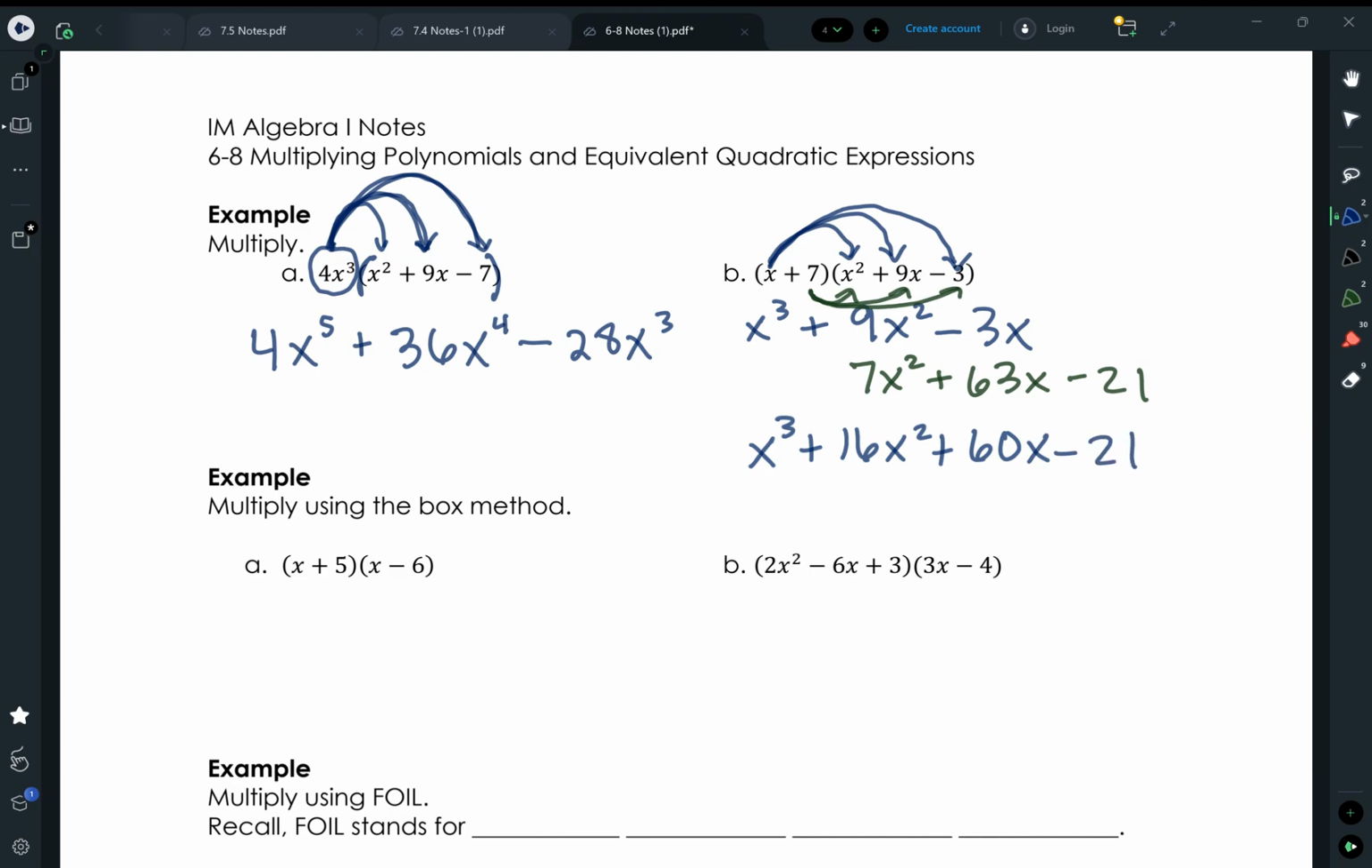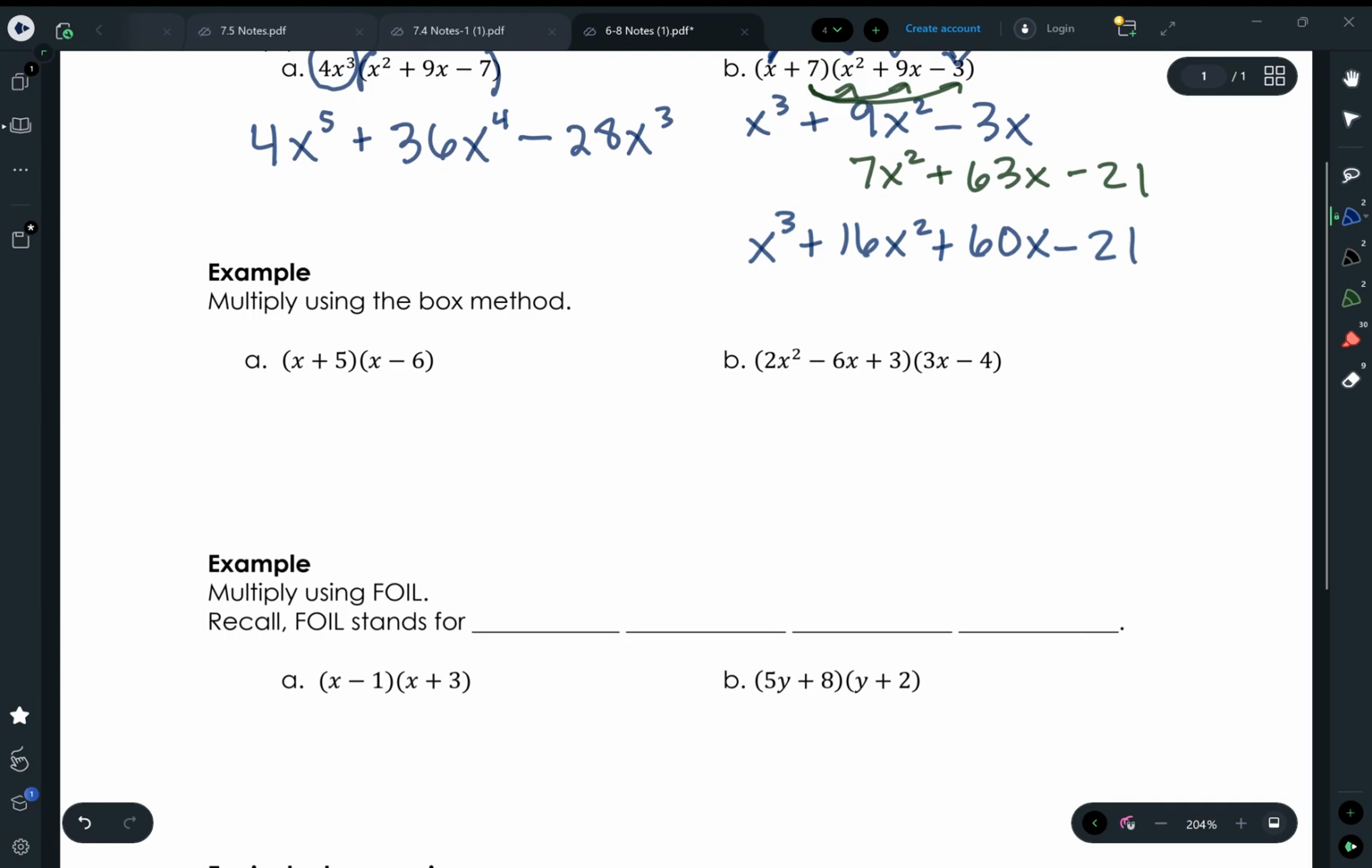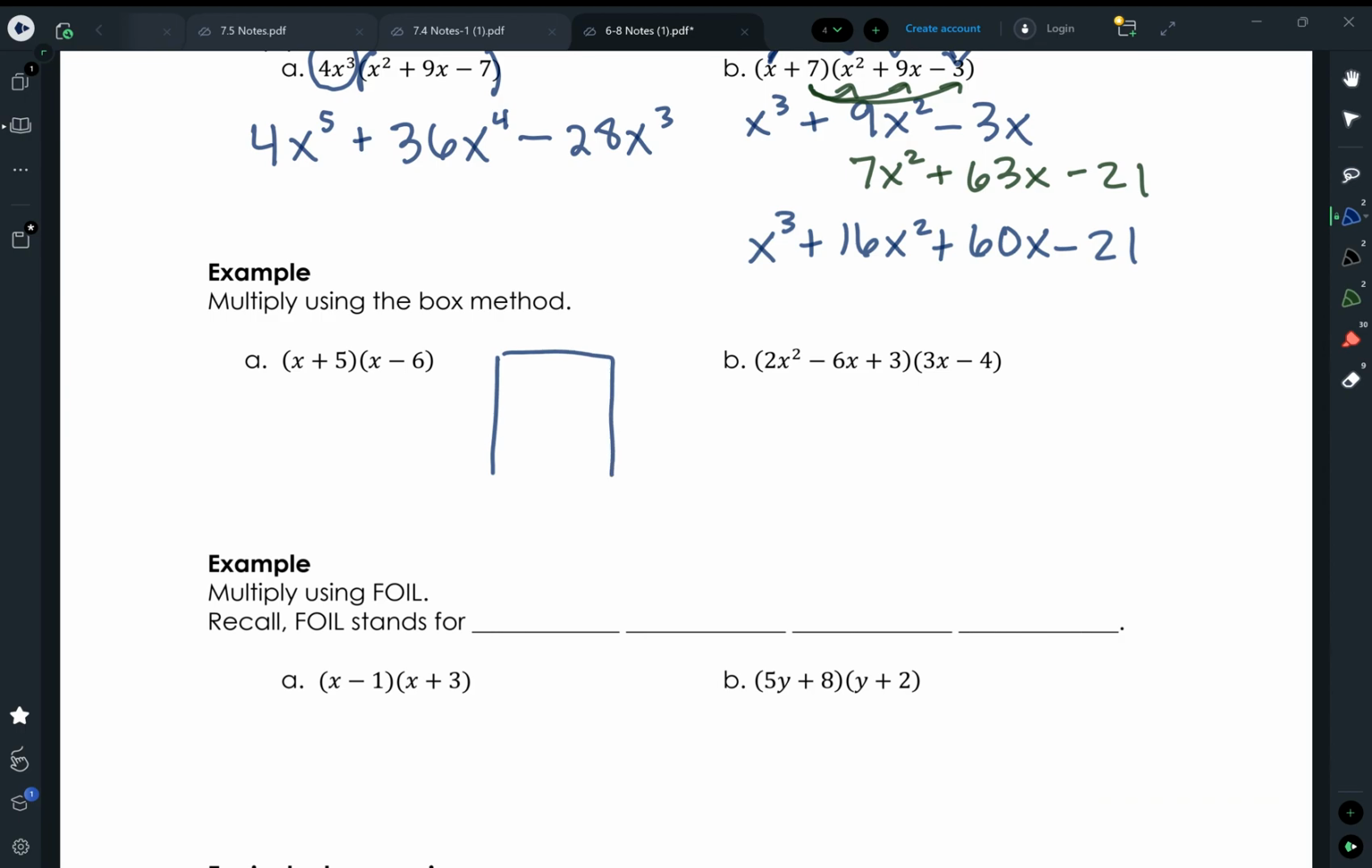All right, next we're using the box method. So for the box method, I want to draw a box. I am multiplying a binomial, and I call it binomial because x and 5 is two terms. So I'm going to put the x and the 5 on one side. And then on the other side, I have an x and a negative 6.